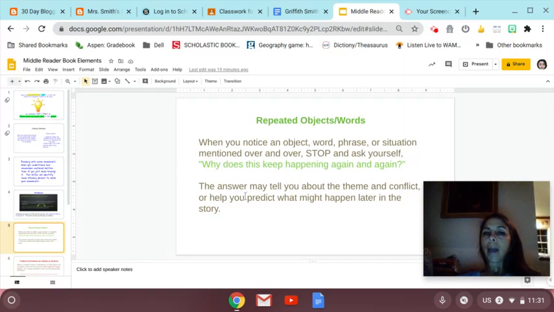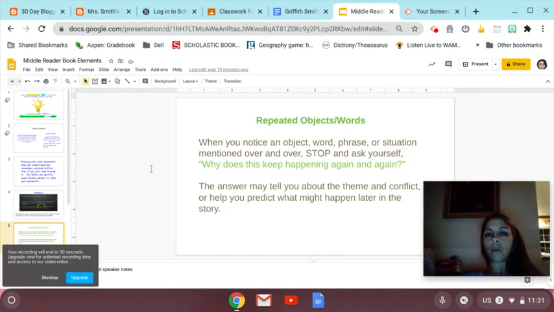Second literary device, repeated objects, words. So picking up on patterns. When you notice an object, word, or phrase or situation mentioned over and over, this is a place to stop. Ask yourself, why does this keep happening again and again? The answer to that question might relate to the theme or the conflict, or even help you predict what might happen later in the story.